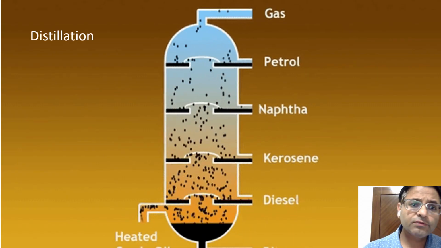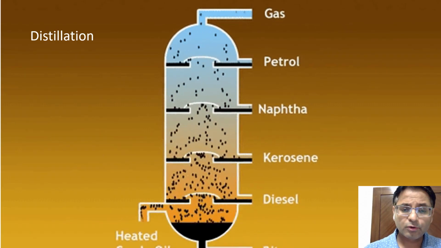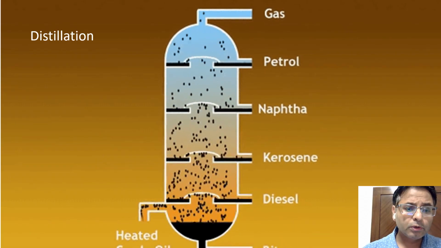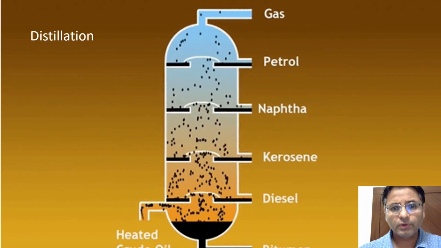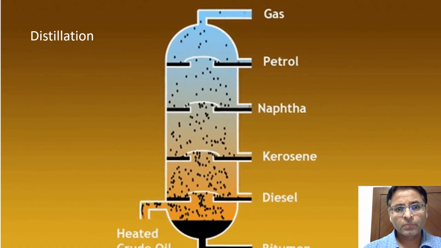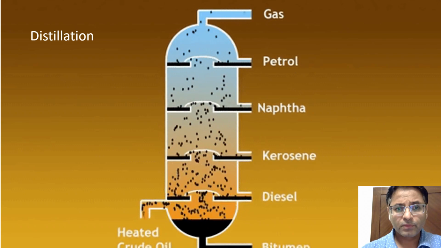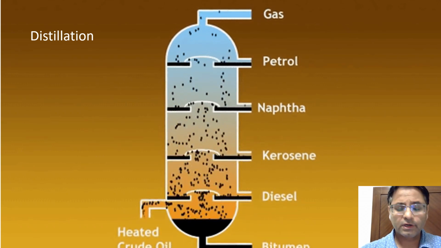So distillation is a very common process in petroleum industries and the chemical industries. Generally, crude oil can be separated into different components like gases, petrol, naphtha, kerosene, diesel, and bitumen. As you see in this image, crude oil is a liquid, and then it is heated at a high temperature. At different temperature ranges, you will get different components.